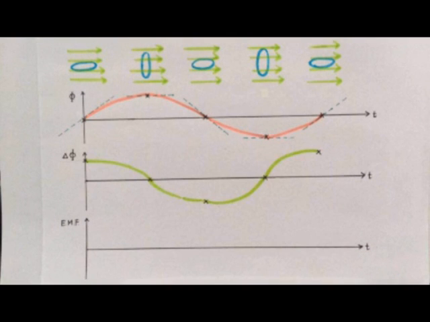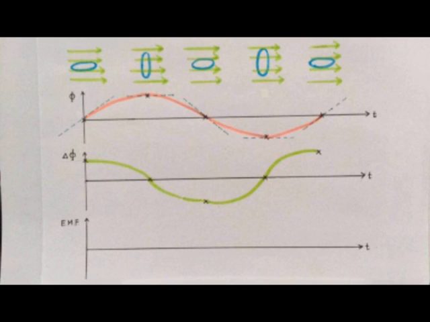gradient of the graph, at 0 and 360 degrees, there is a positive gradient, and therefore the rate of change of flux is at its maximum. At 90 and 270 degrees, the gradient is 0, and therefore the rate of change of flux is also 0. At 180 degrees, the gradient and the rate of change of flux is at its maximum negative.